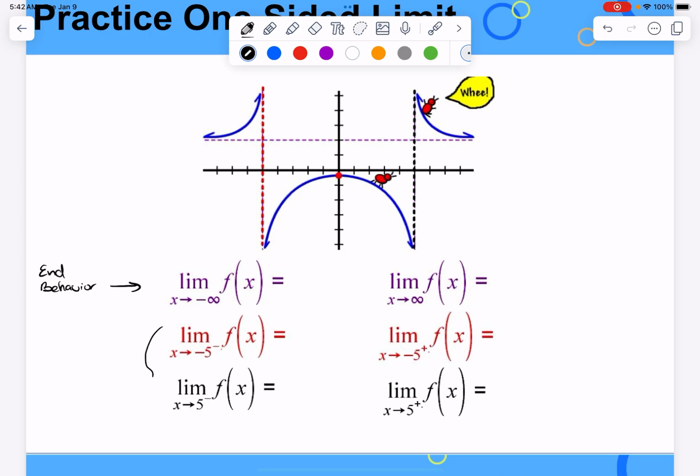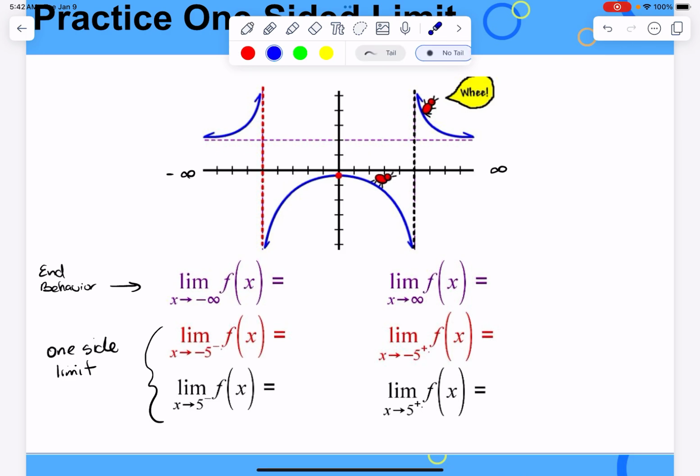And then I'm going to ask for the one-sided limits. Now notice that because I have two vertical asymptotes, I'm going to have four one-sided limits, because I have to look at the right and the left of each vertical asymptote. So let's do the end behavior.